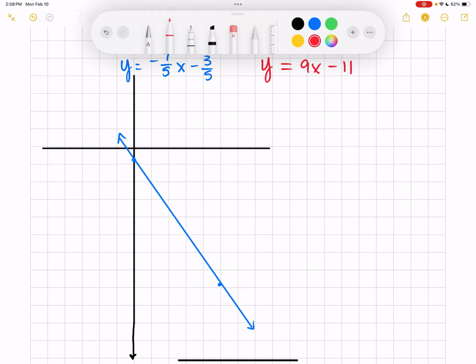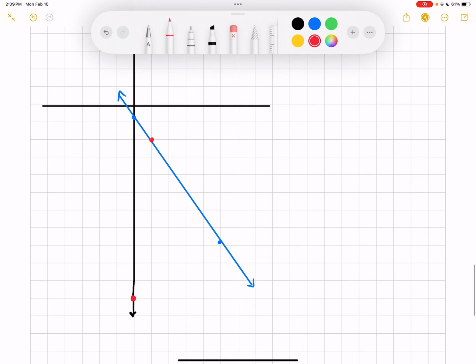On the next one, negative 11. So I already counted. This one's all the way down here. This one has a slope of 9, so this is up 9, right 1. 2, 3, 4, 5, 6, 7, 8, 9, right 1. And I don't really need to keep going again. This one is super big. It looks like it intersects there, but it looks like my line's a little bit off, so I'm still going to try it.